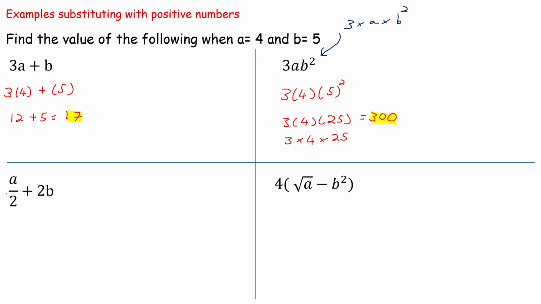This one, we've got a divided by 2 plus 2 times b. And again, we're substituting in our values of a and b with 4 and 5. So we've got a, which is 4. So we've got 4 divided by 2. And we're adding on 2 lots of b, where b is equal to 5. So 2 lots of 5. 4 divided by 2 is 2. 2 times 5 is 10. So 2 plus 10 is equal to 12. Okay, and that is your answer for the third one.